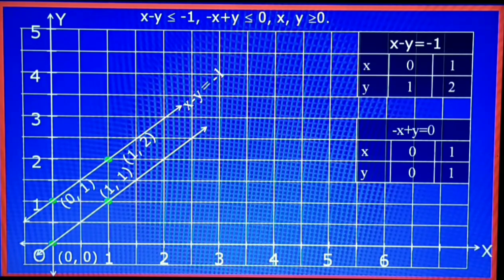Yes, now we have to shade. When x is equal to 0, y is equal to 0, from inequality x minus y is less than or equal to minus 1, 0 is less than minus 1, which is not true. Therefore, we have to shade above the line x minus y is equal to minus 1.